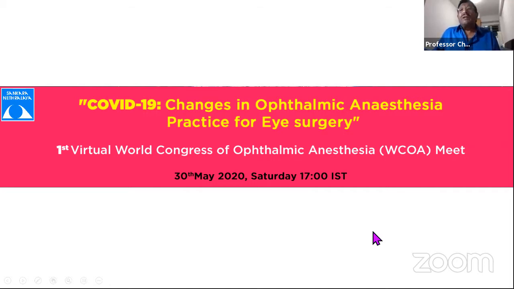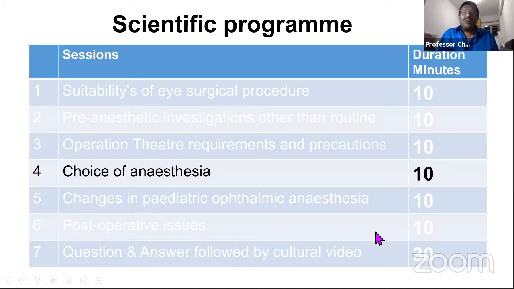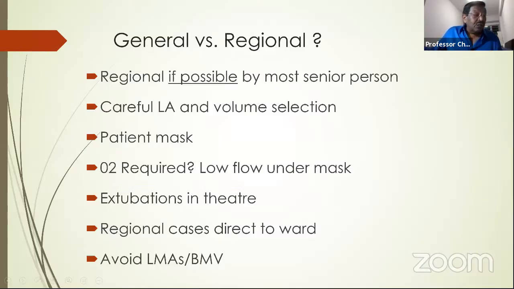Now we come to the choice of anesthesia. Of course, we have been talking about how general anesthesia is disastrous, as it can be aerosol generating and whatnot. But when we ask for local or regional anesthesia, we need to ask, why regional anesthesia? So the first question is to Dr. Mukhtar. Tell us why you prefer regional anesthesia.